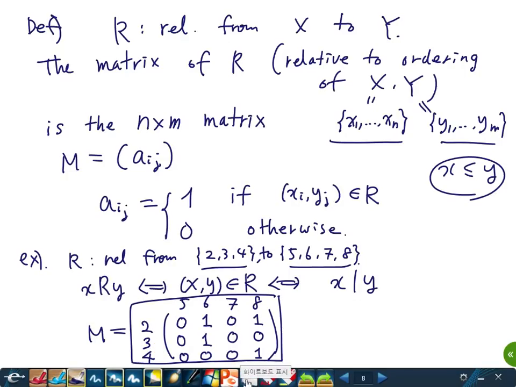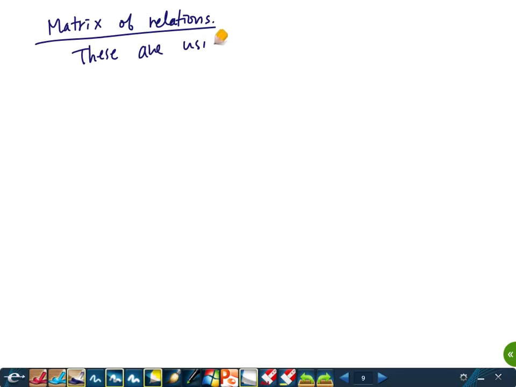There is a very nice property of this matrix of relation. It is very useful when we compute the composition of two relations. Matrices of relations are useful when computing R2 compose R1.